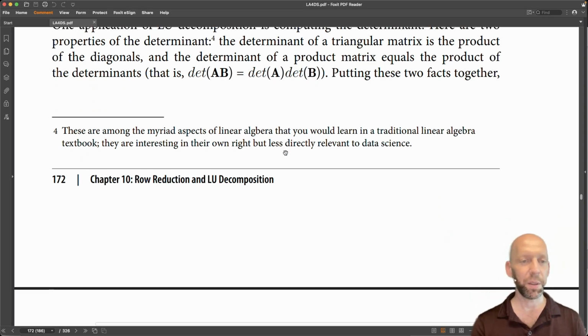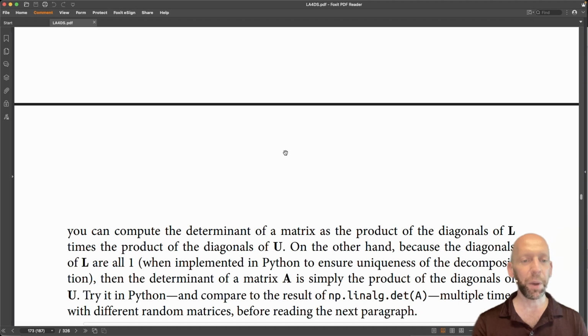Okay, and then I write, putting these two facts together, you can compute the determinant of a matrix as the product of the diagonals of L times the product of the diagonals of U. So you take the LU decomposition. I discussed in the previous video, and also wrote in this chapter, that the diagonals of the L matrix are all 1. And so 1 times 1 times 1, however many elements there are in the diagonal, it's all going to be 1. So this means that we can compute the determinant of a matrix A as the product of the diagonals of U.